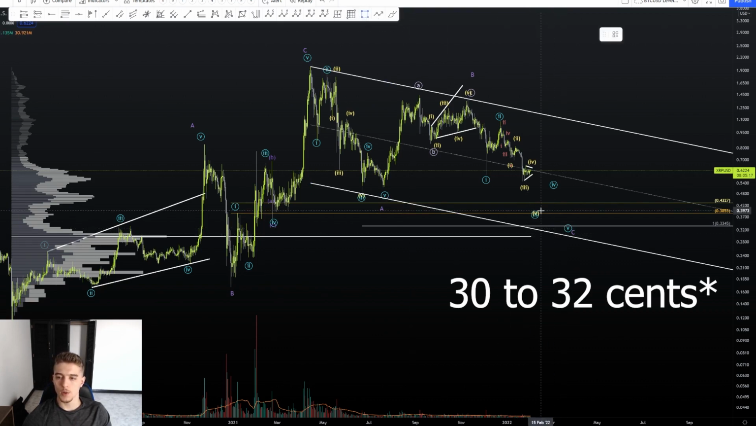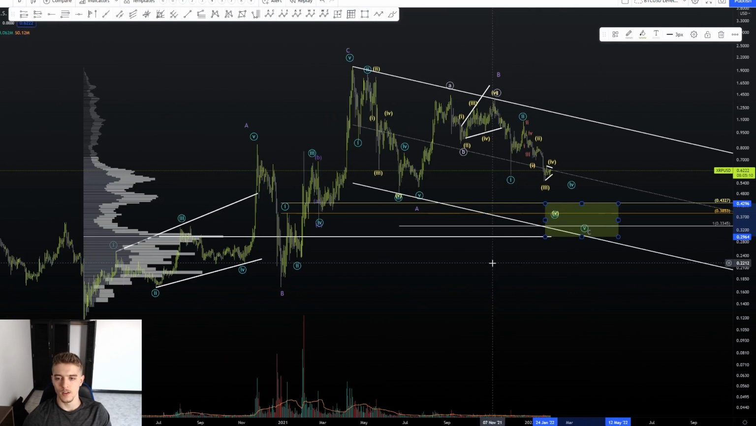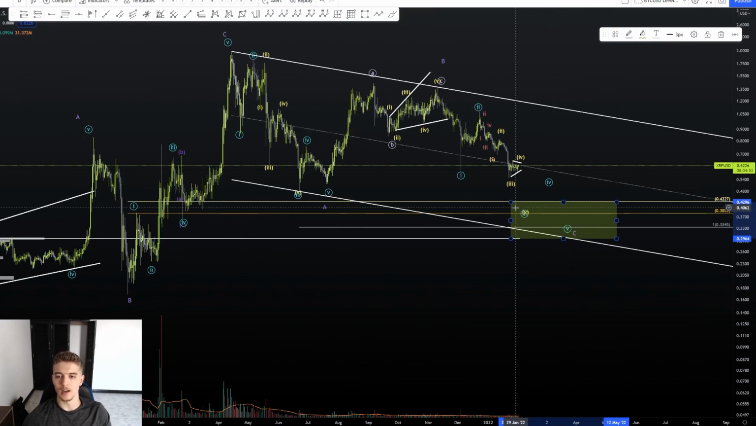So my guess is that we're probably going to bottom out for this wave C somewhere in this box right here. So this would be between this golden pocket right here and this point of control all the way down here. In other words, it would be between about 42 cents, 43 cents, and 30 cents. So it's a pretty wide range to be looking out for. But especially if we come down to one of these levels, and if Bitcoin is at support simultaneously, then that could offer us a good long trade or a good swing trade.